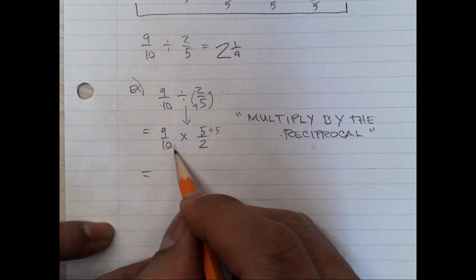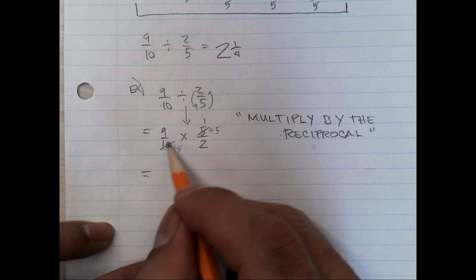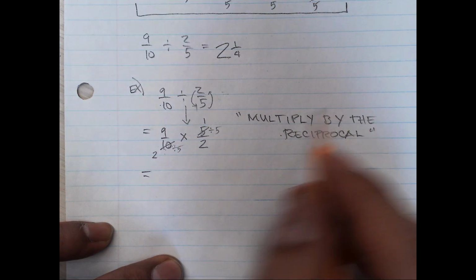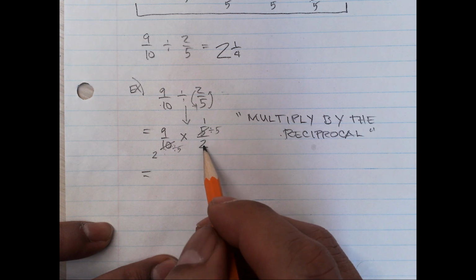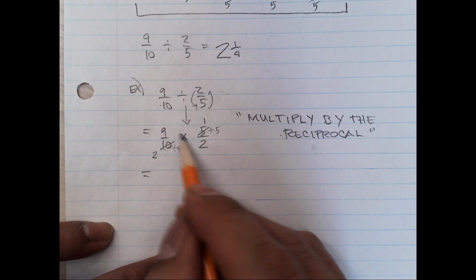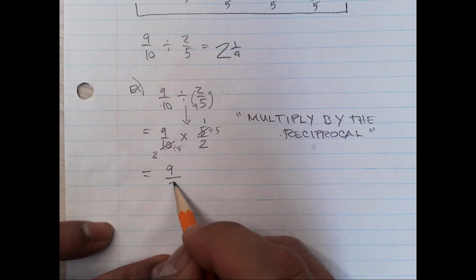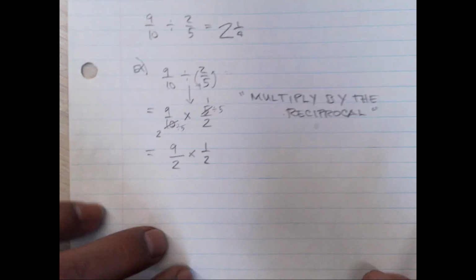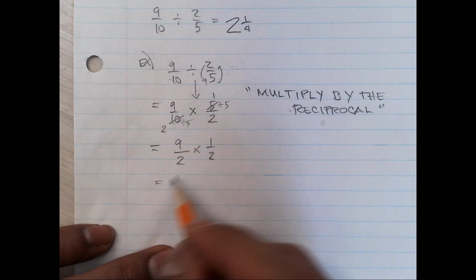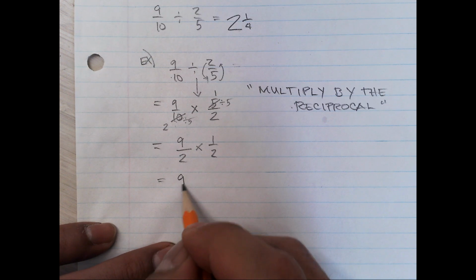Divide both of those by 5. 5 divided by 5 here is 1. 10 divided by 5 here is 2. And now here's your simpler multiplication. Between the 9 and 2 there is no common factor, so this is your new multiplication. Okay? And so when you multiply this, we get 9 times 1, which is 9, and 2 times 2 is 4.